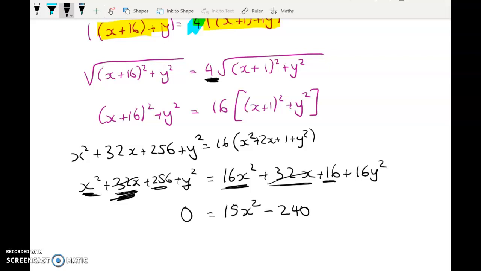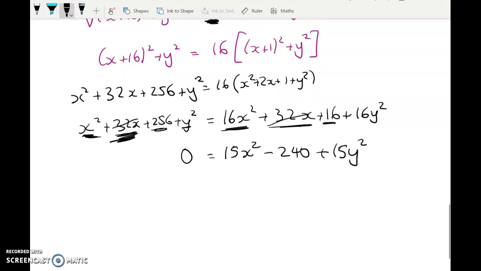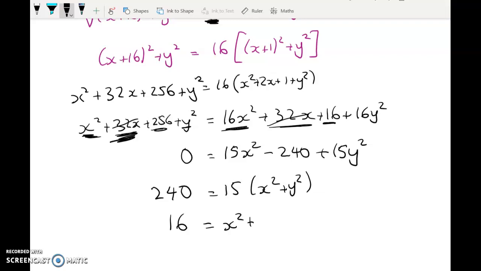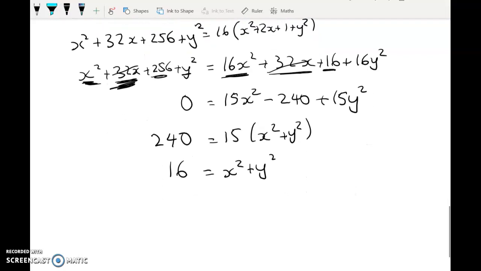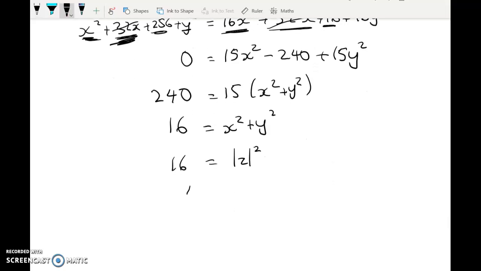I actually want to leave that number there, but I'm not going to redo the video. And here I've got plus 15y squared. Right, so we're just about there. 240 is equal to 15 times x squared plus y squared. So what does that give us? 16 is equal to x squared plus y squared, which is the modulus squared. So 16 is the modulus squared, so the modulus will be 4.